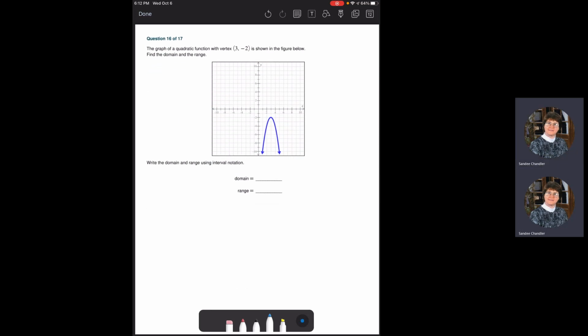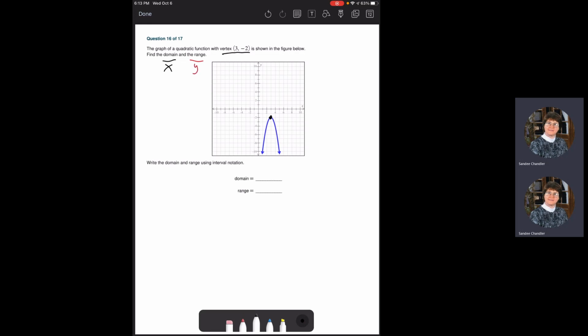The graph of a quadratic function, with vertex 3, -2. Vertex 3, -2, that's that point right there. In this particular one, it's the very, very top. If it's a right side up parabola, it's the very, very bottom, but that is the 3, -2 point. It is shown in the figure below. Again, we want to find the domain and the range, remembering that the domain is the x values and the range is the y values.